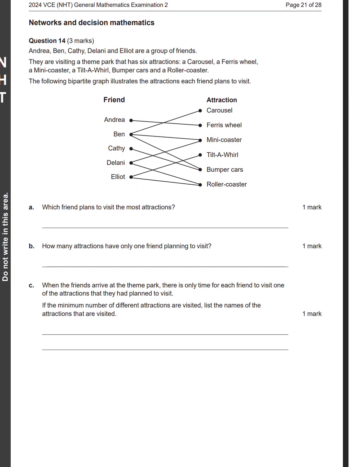All right, networks. Which friend plans to visit the most attractions? So again, I skipped a lot of the reading part, but which plans to visit the most attractions? So basically we're looking at which one here has the most lines coming off it. That one is obviously going to be Ben. How many attractions have only one friend planning to visit? So this time we're looking at this side. So there's 3 there with only one line coming off it.